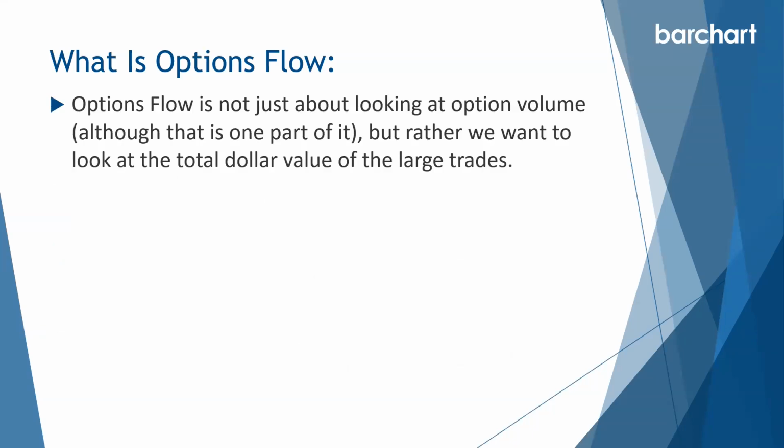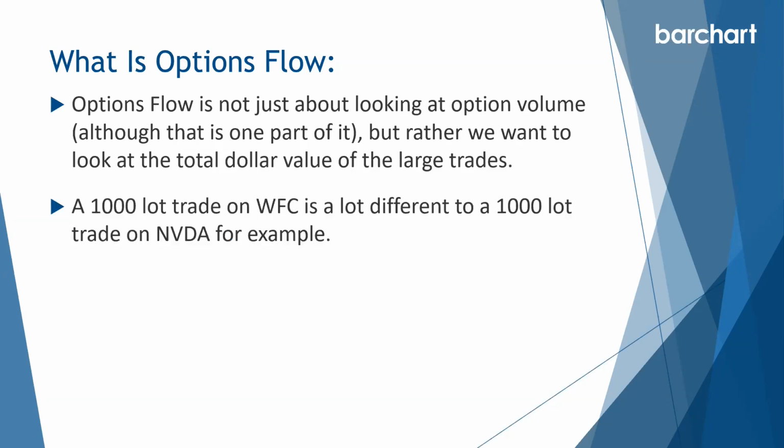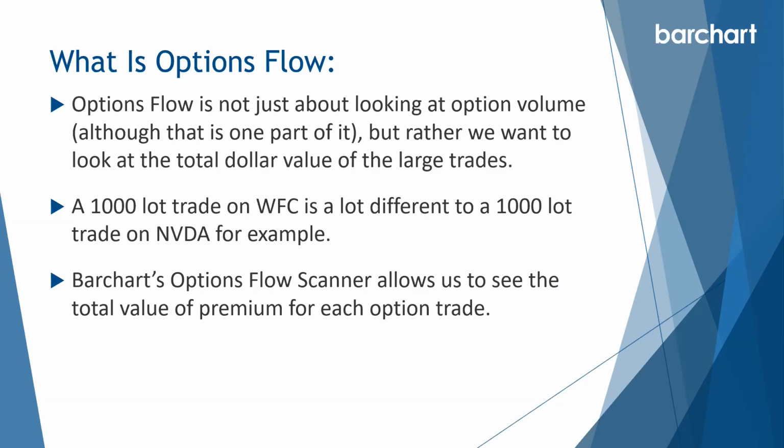Options flow is not just about looking at the option volume, although that is one part of it, but rather we want to look at the total dollar value of these large trades. A 1,000 lot trade on Wells Fargo, for example, is a lot different to a 1,000 lot trade on Nvidia. Barchart's option flow scanner allows us to see the total value of premium for each option trade. So it's a better way to look at that total value of the trade rather than just looking at option volume and open interest.